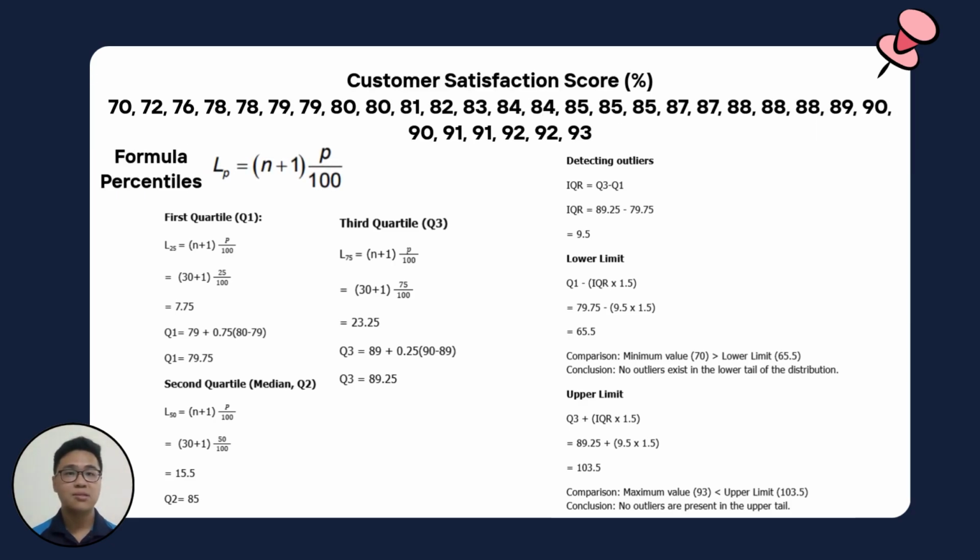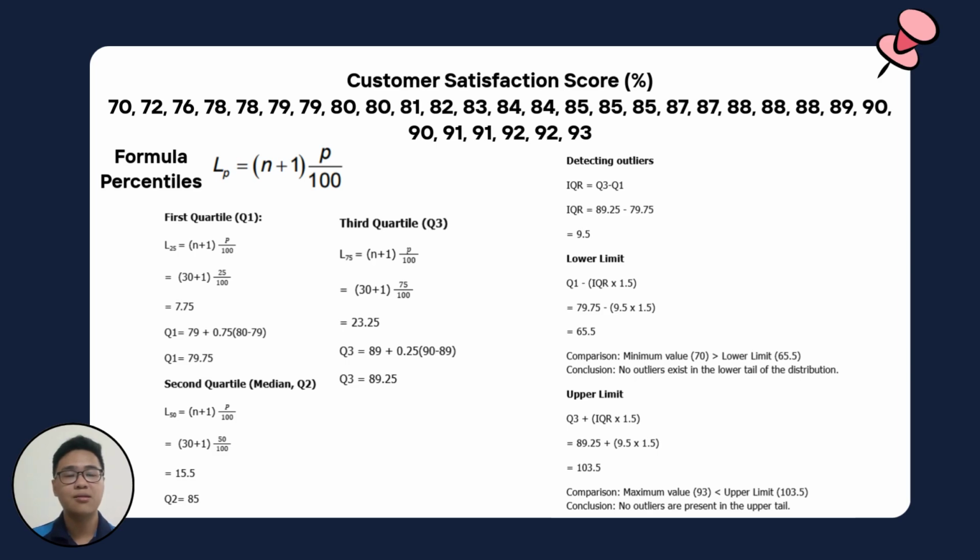For the customer satisfaction score, first we will arrange all values from smallest to largest. The formula for the percentile position is (n plus 1) multiplied by p divided by 100. Here, n is the number of data points, which is 30, and p is the percentage we want, like 25 for Q1, 50 for Q2, and 75 for Q3.